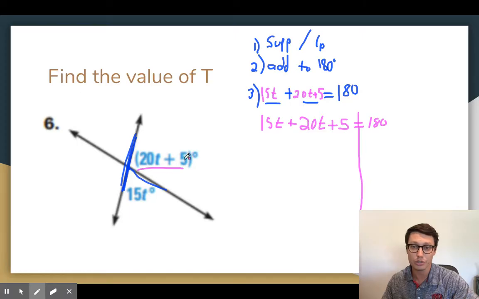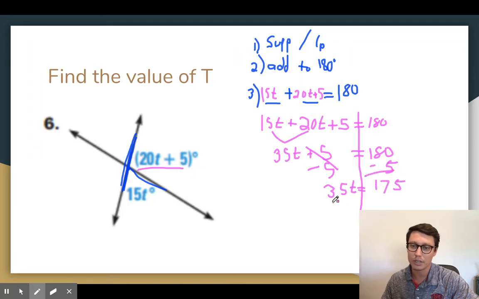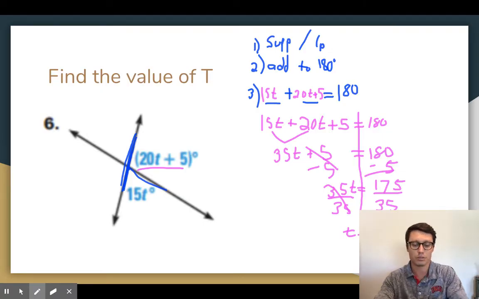Now we can solve, right? I just took the two angles, plugged them into our equation. Combine like terms. 15t plus 20t gives us 35t plus 5 equals 180. Got to get rid of all things by the t. Plus 5, the opposite is subtract 5. Those cancel. We end up with 35t equals 180 minus 5 gives us 175. All right, to get rid of 35, we divide by 35 to both sides. Those cancel. t is equal to, and again, use a calculator, that's fine. 175 divided by 35 gives us t is equal to 5.